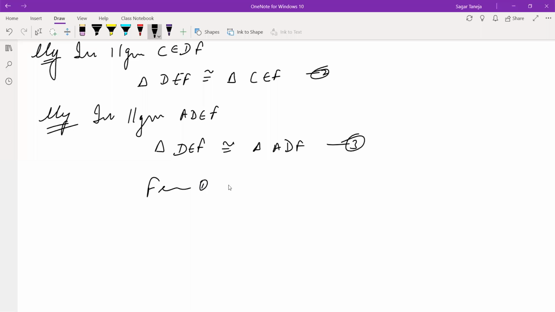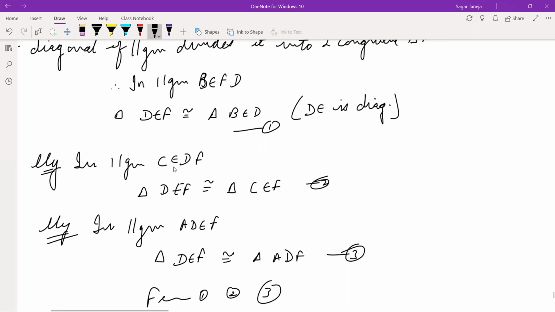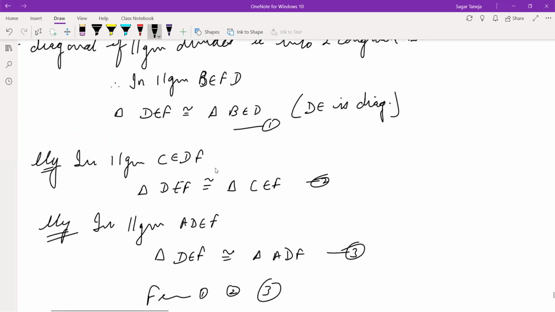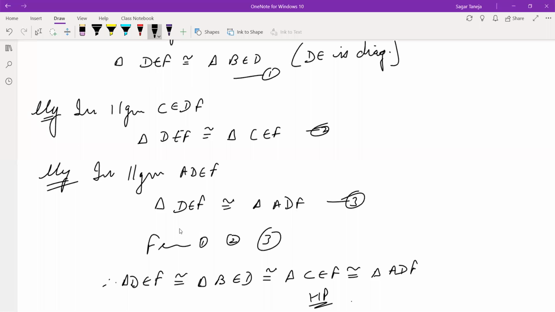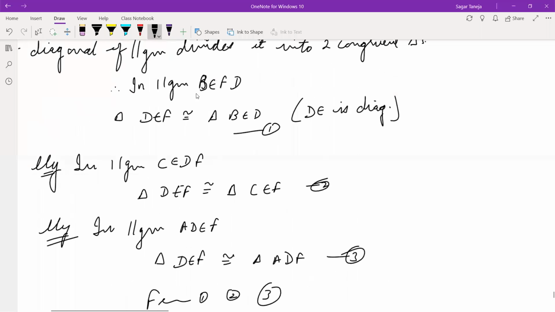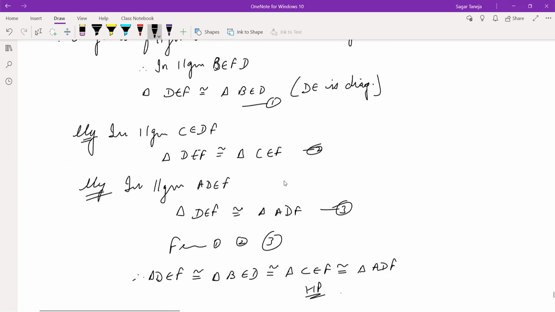From first, second and third, we can say DEF is common in all. So with the help of DEF, we can say that all four triangles are congruent to each other. Therefore, triangle DEF is congruent to triangle BED, congruent to triangle CEF. So this is done, and the chapter is finally over with the help of examples also. These were some important examples we have discussed today. DEF is there in the LHS, and I have written BED, CEF, and ADF. Just note it down.